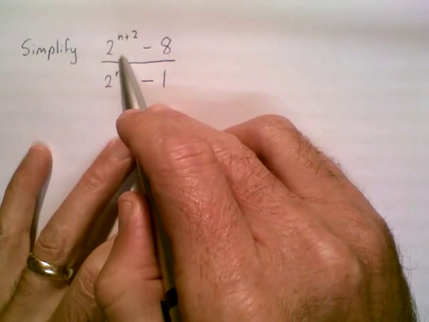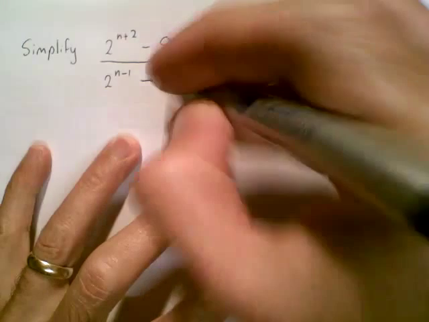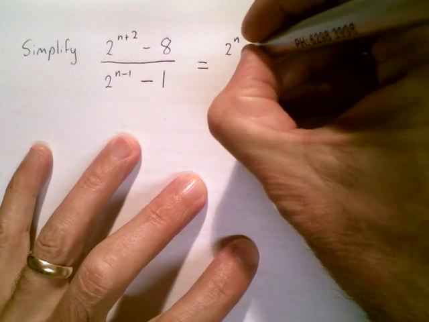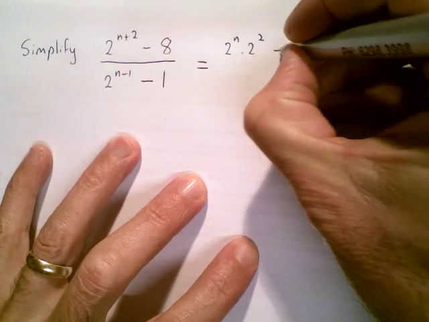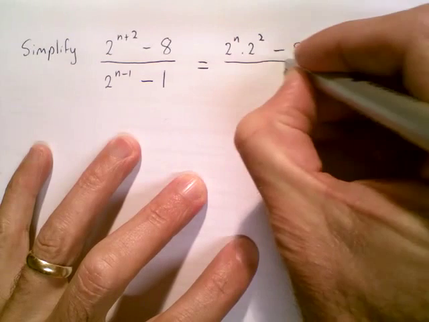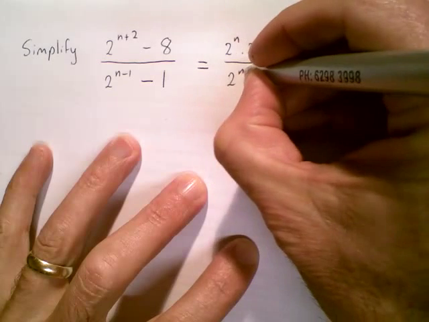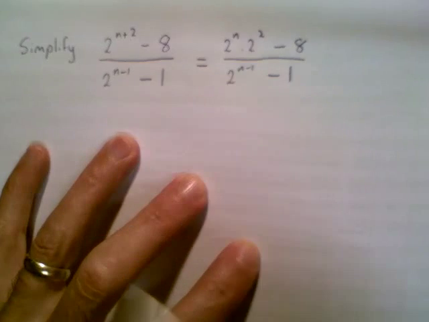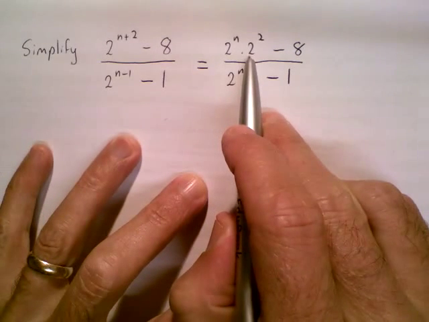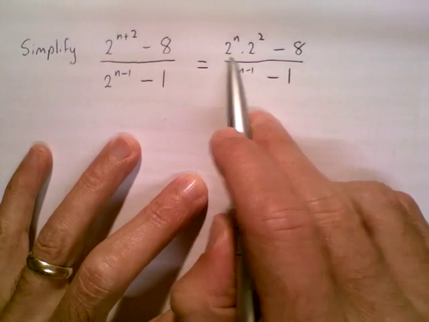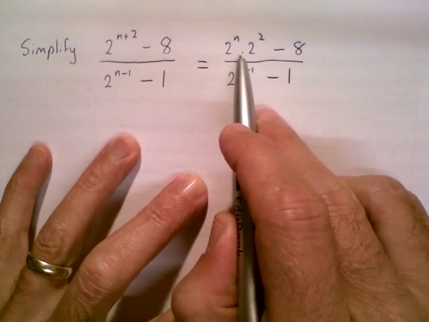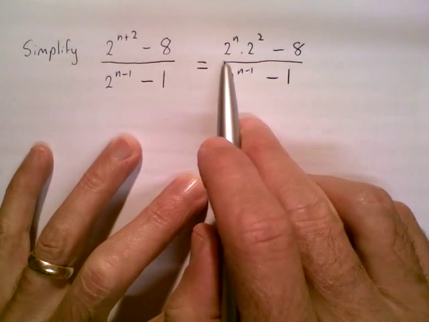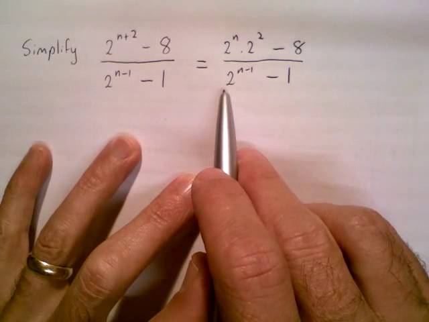plus 2 here and using index law number 1 to express that as 2 to the n times 2 squared, take away 8, over 2 to the n take 1, take 1. You can see here that we've got the same base we're multiplying, so first index law, we could write this part of the expression, or this term if you like, as 2 to the n plus 2. Now the problem with this is that we still can't really simplify anything at this point.